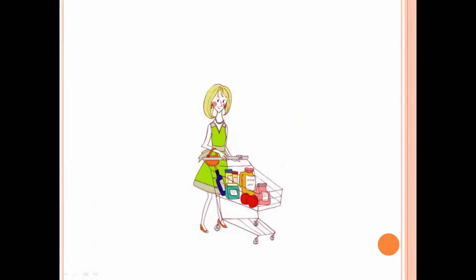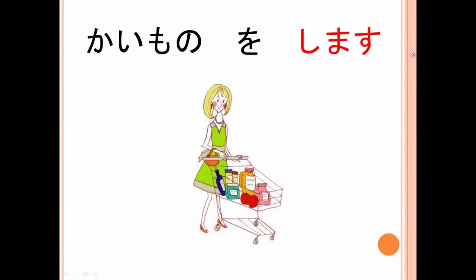Now, what is this lady doing? She is going shopping and she is buying some groceries. In this case also you can use shimasu. She has bought many things, so we can say kaimono o shimasu. She has brought some vegetables and things. Try to find out the kanji for kaimono from the websites. I will try to introduce the kanjis in another lecture video.